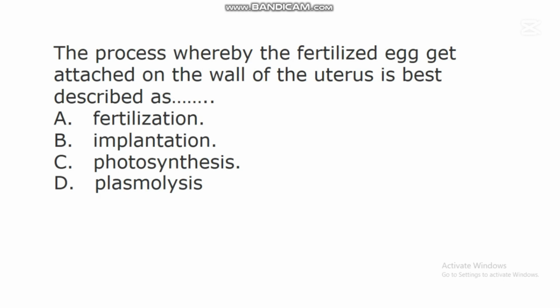The first question we have here says, the process whereby the fertilized egg gets attached on the wall of the uterus is best described as dash. A. Fertilization. B. Implantation. C. Photosynthesis. D. Plasmolysis. In this question, the correct answer is B. Implantation. Implantation is the process whereby the fertilized egg gets attached on the wall of the uterus.